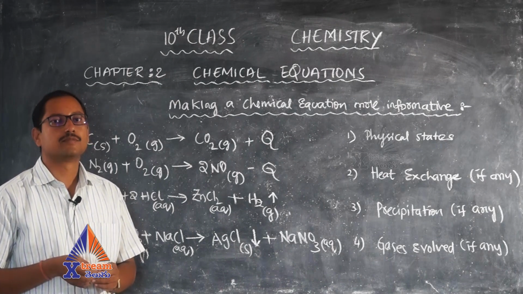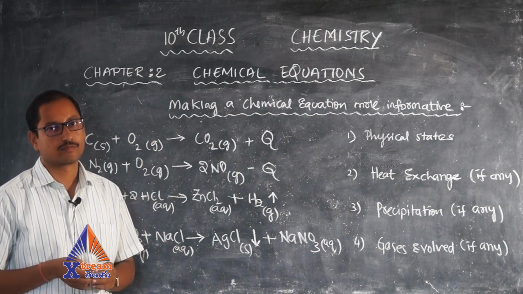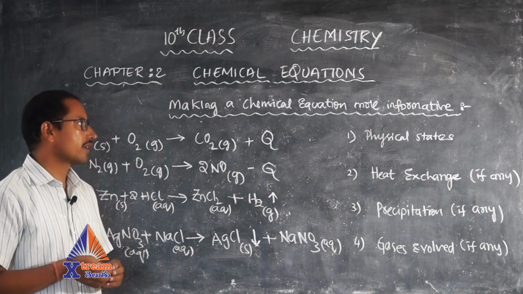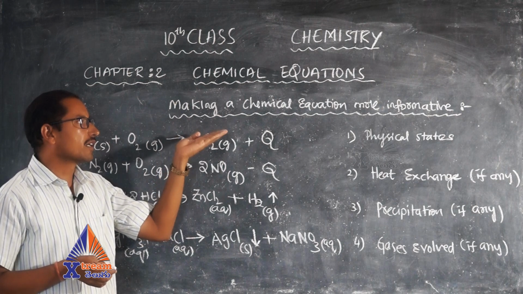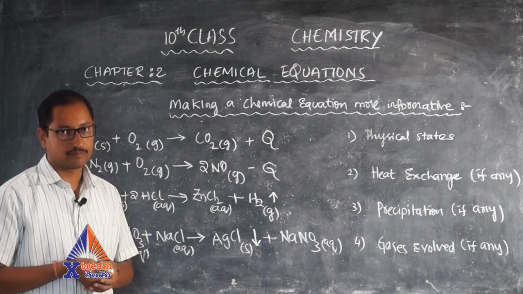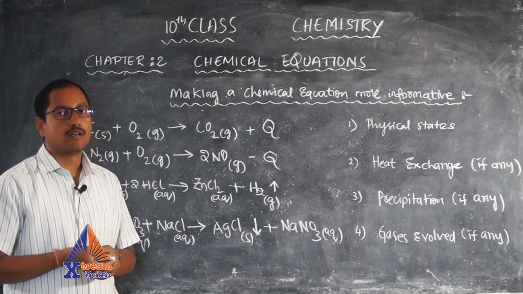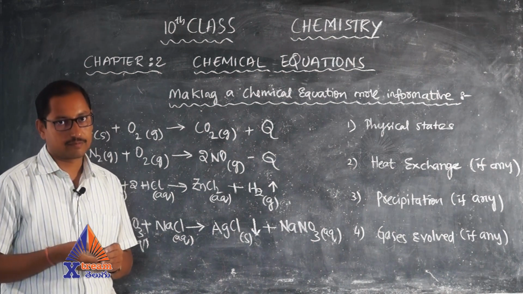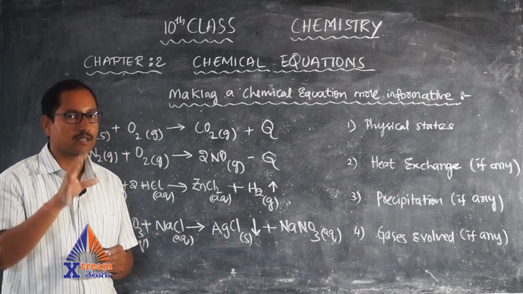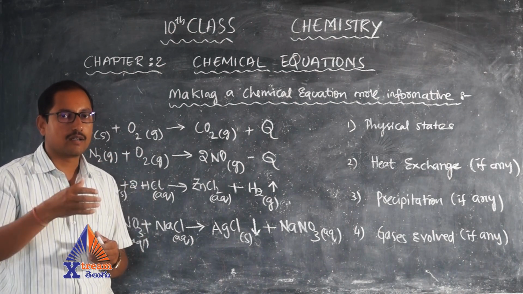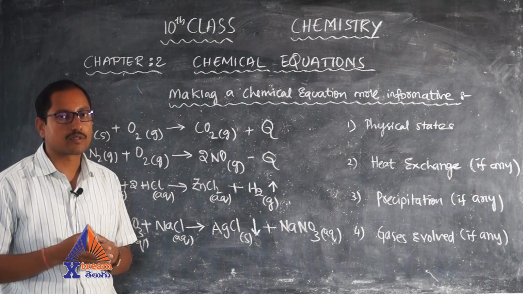Today's topic is chapter number 2, chemical equations under 10th class chemistry. In this video, we are going to see how exactly the chemical equations can be made more informative. A chemical equation is nothing but a mathematical representation of a chemical reaction. By seeing that, we can understand which components are getting mixed together and which chemical compounds are produced.